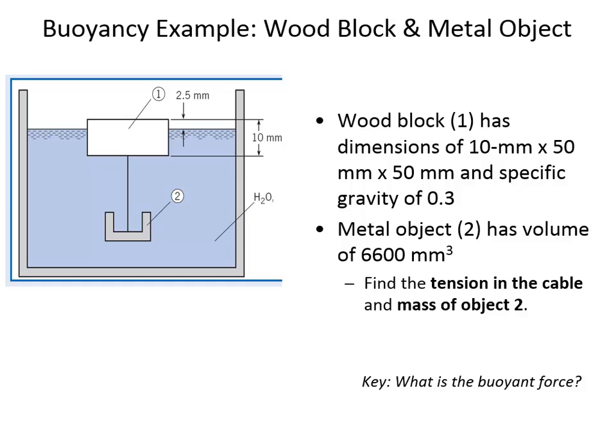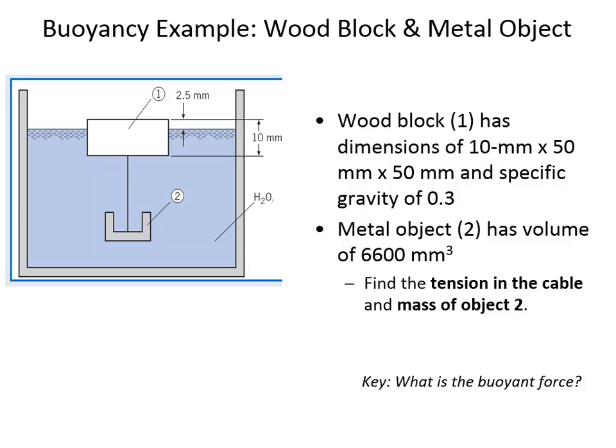That's the volume displaced. And now multiplying it by the unit weight of the fluid that's displaced. And that fluid is water. So 9810 newtons per cubic meter. The buoyant force for object 1 is 0.184 newtons. That is how much the water is pushing up on 1.